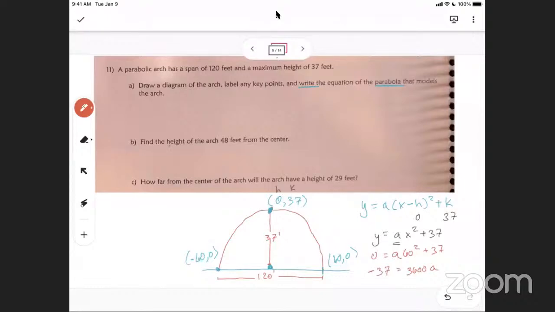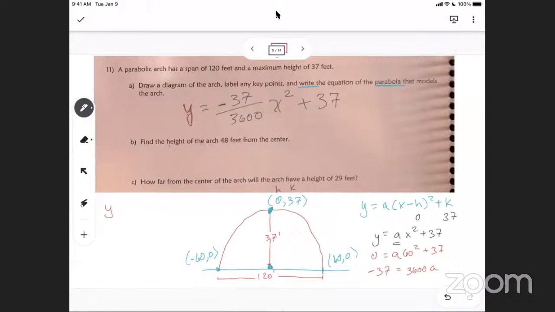So now let's rewrite our equation. I'll write it up here in black. Y equals negative 37 over 3,600, and then x minus h, which is 0, right? So just x squared plus 37. Got it? Yeah. And for that one, it actually makes more sense just to leave it as a fraction instead of punching into your calculator.